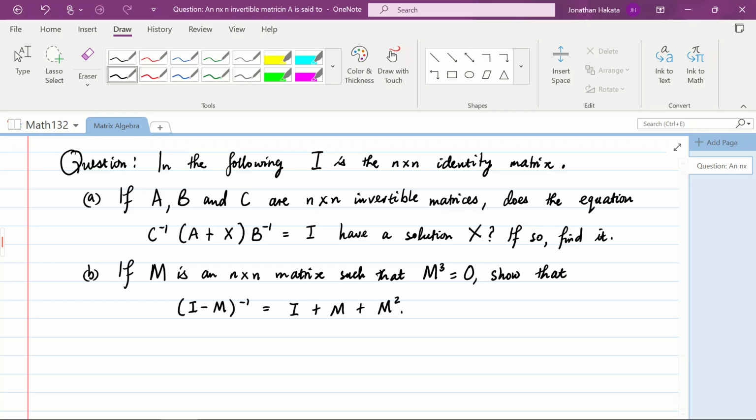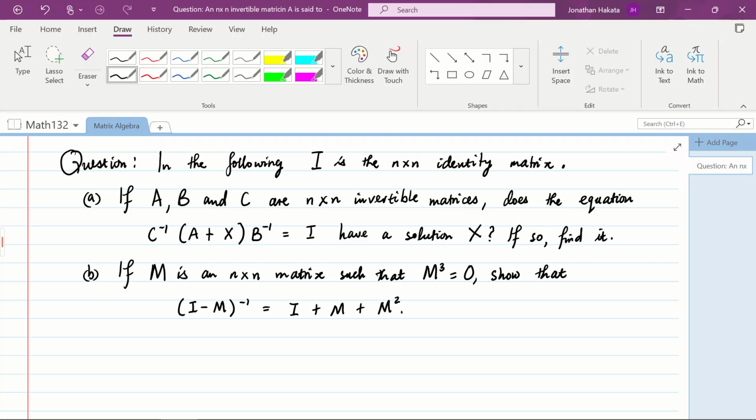I welcome you. We have yet another problem here, and it reads: I is the n by n identity matrix. If A, B, and C are n by n invertible matrices, does the equation C inverse times (A plus x) times B inverse equal to I have a solution x? If so, find it. In other words, part A is just trying to ask us to solve for x.